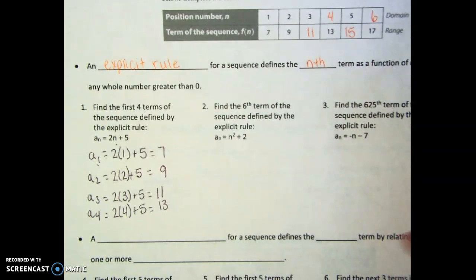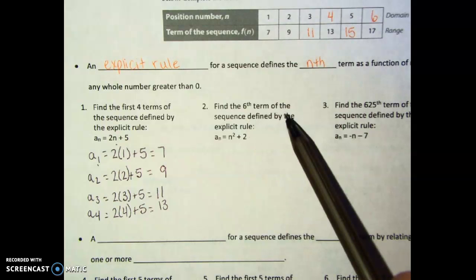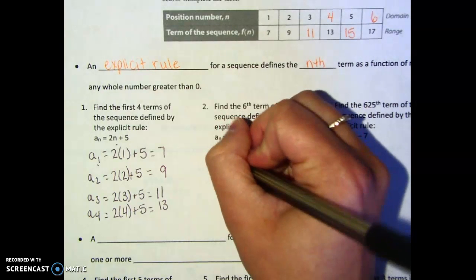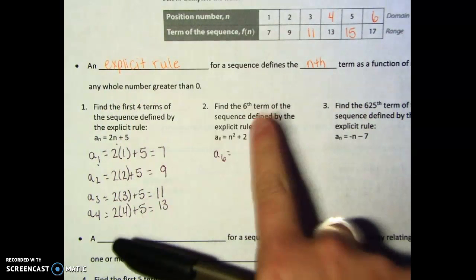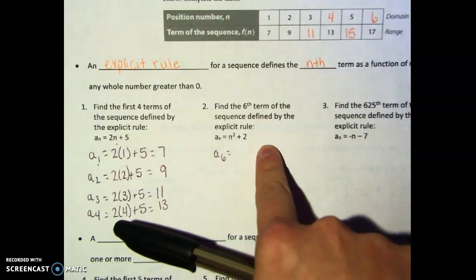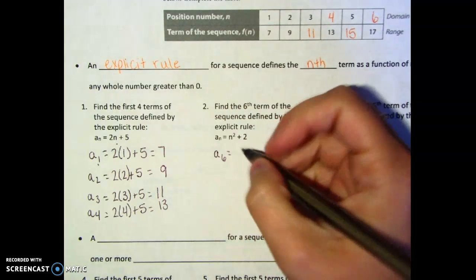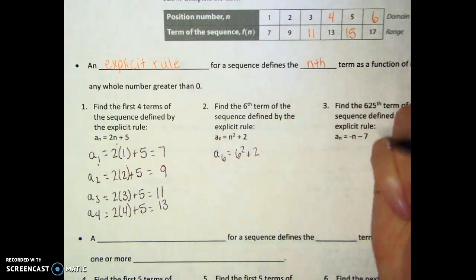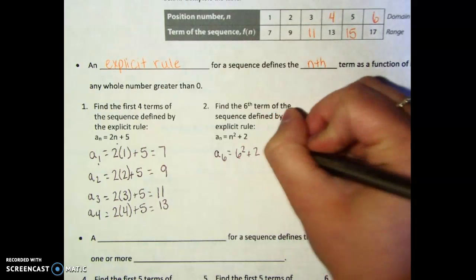Okay? And let's see. Also for explicit, it might say find the 6th term. So that would mean that we are finding a sub 6. So sometimes it might ask you to list out all the terms, like the first 4. Sometimes it'll just ask you for a certain term. Okay, so on this one, we plug in the 6 for the n squared. 6 squared plus 2. 6 squared is 36. 36 plus 2 is 38.